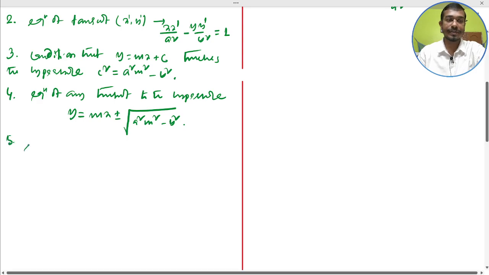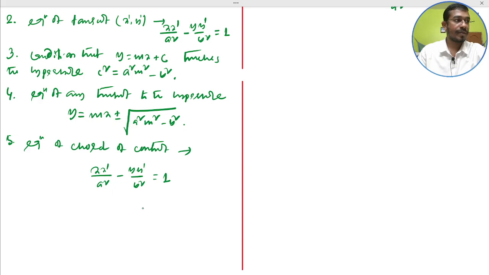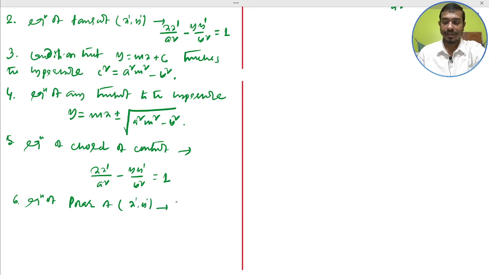Equation of chord of contact, that is x x dash divided by a square minus y y dash divided by b square is equal to 1. Next, equation of polar. This will be the same. Polar of this point x dash, y dash. This is x x dash divided by a square minus y y dash divided by b square is 1.